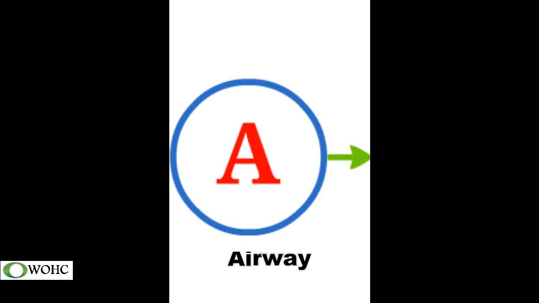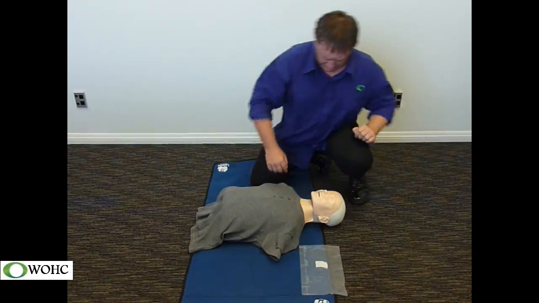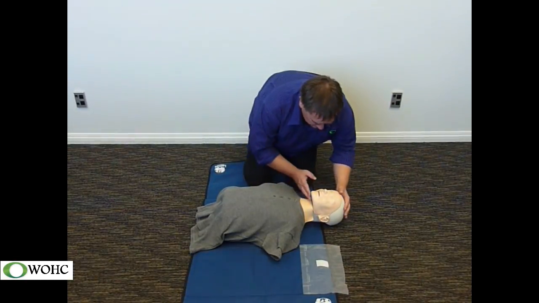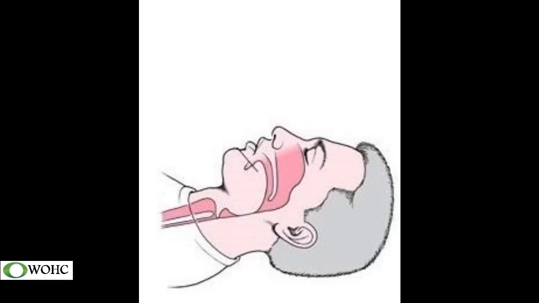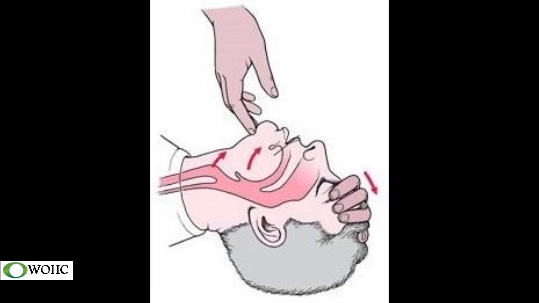The A stands for airway. You can open the airway by taking the casualty by the forehead and the chin and tilting their head back as if they're looking at the wall behind them. When an unconscious person is lying on their back, their tongue may fall against the back of their throat, closing their airway, preventing air from the nose and the mouth entering the lungs. By tilting the head back, you can lift the tongue, creating an airway.